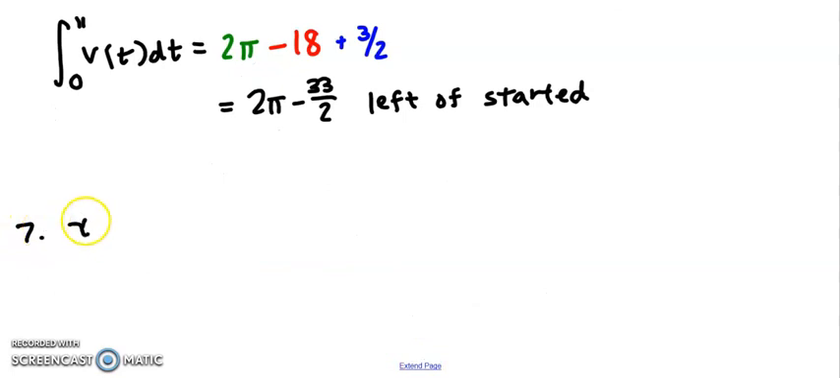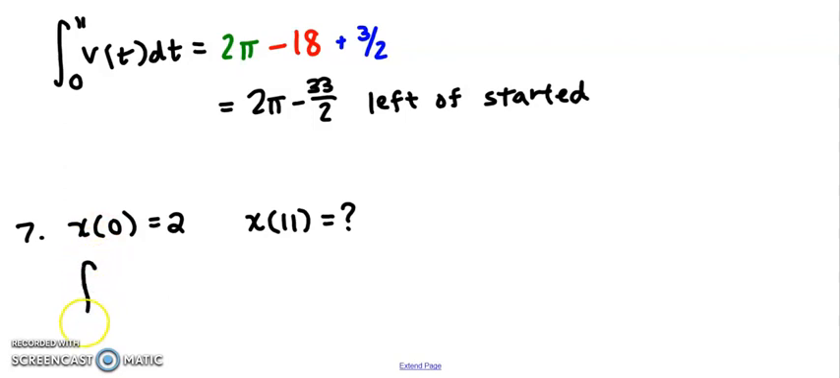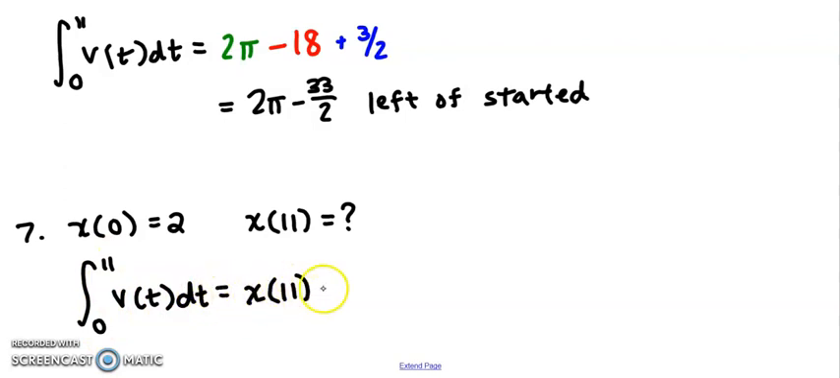Here we go. If the initial position at time 0 is equal to 2, find the position at time 11. Well, let's think about this. I know that the integral from 0 to 11 of v of t dt is equal to the net change in the position of my particle.